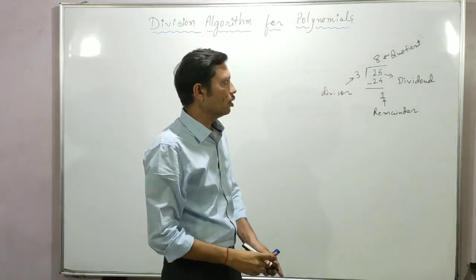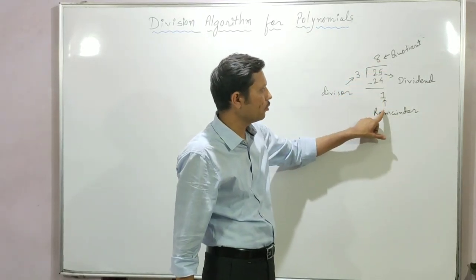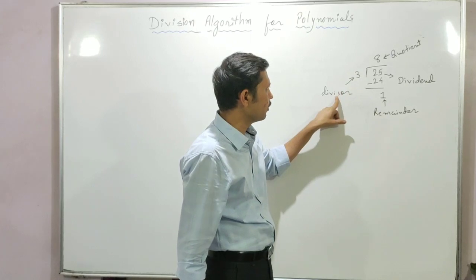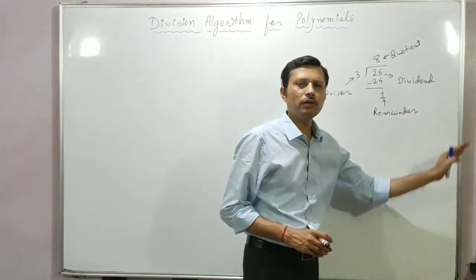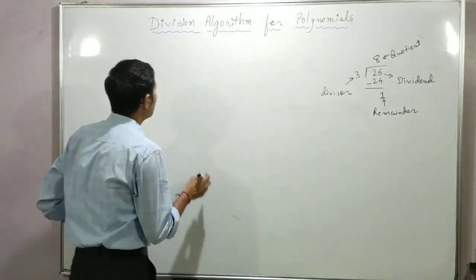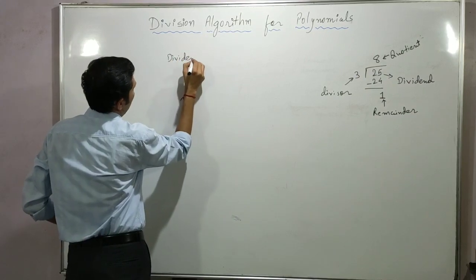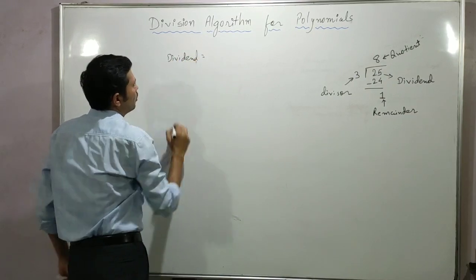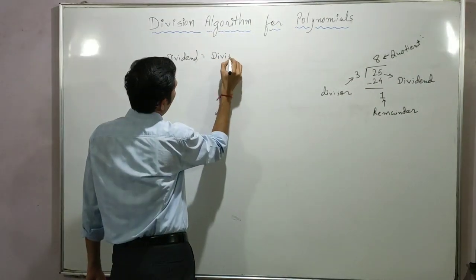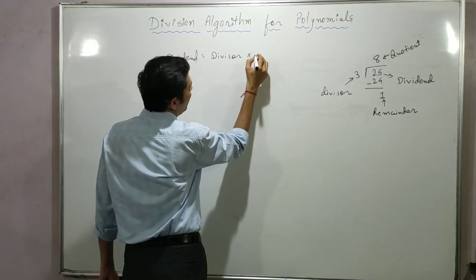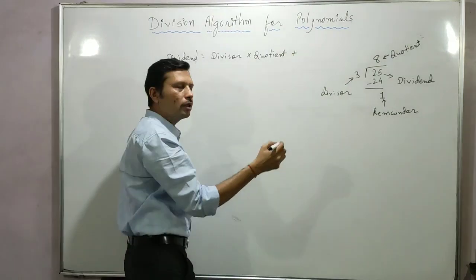ठीक है ना बच्चों? When I divide 25 by 3, I get the quotient 8 and the remainder 1. So this one is a dividend, this one is a divisor, this one is a quotient and this one is a remainder. So we write down this division algorithm in a horizontal form. So, dividend is equal to divisor multiply quotient and plus remainder.